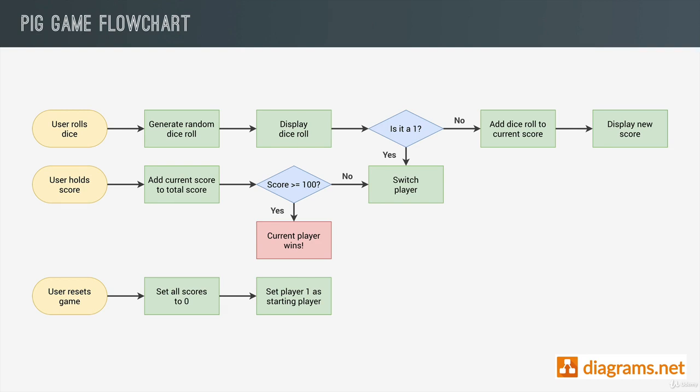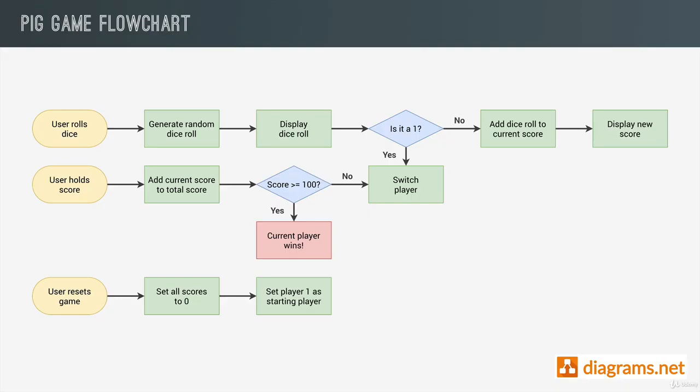So whenever the user rolls the dice, so clicks that roll dice button, then we need to generate a random dice roll. Then we display that dice roll, and then we check whether it is a 1. If it's not a 1, then add that dice roll to the current score, and of course display it. Right? So that is exactly the behavior that we saw when we tested out the game earlier, right? Now, if the dice roll is actually a 1, then simply switch the player.